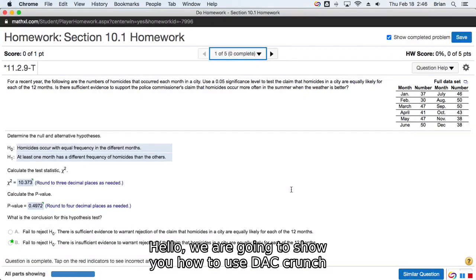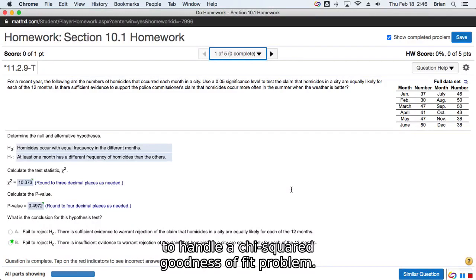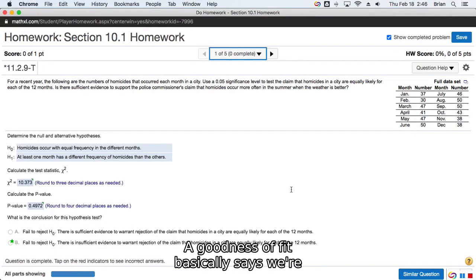Hello, we are going to show you how to use StatCrunch to handle a chi-squared goodness of fit problem. A goodness of fit basically says we are trying to see if a collection of data that we have matches what we are expecting. You can see I have a question up here on the homework from section 10.1.